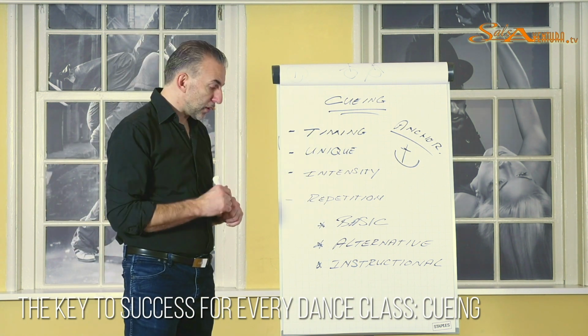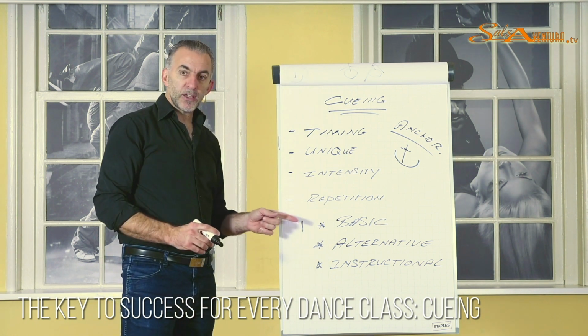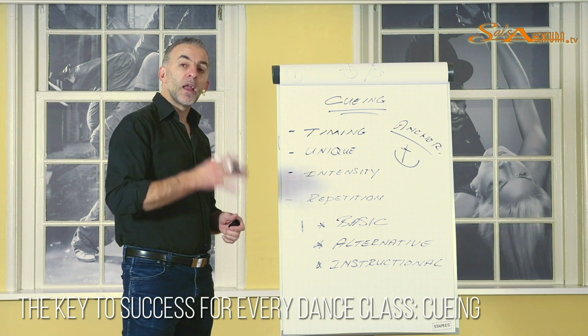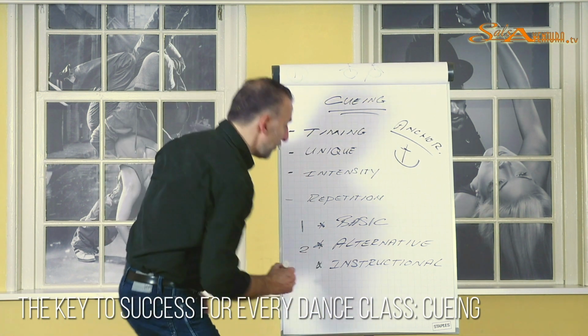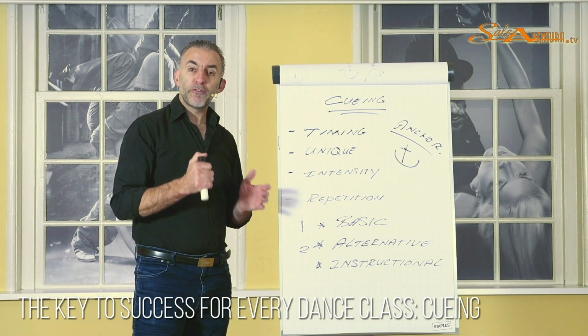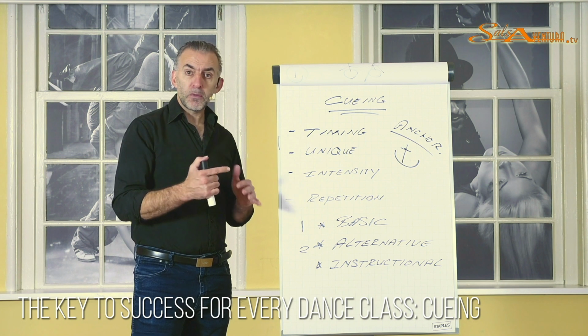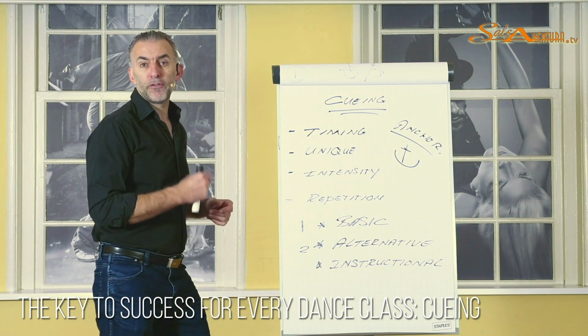Now, there are 3 forms of cueing. There is the first one, that's what we call the basic cueing. 1, 2, 3, 5, 6, 7. The second one is called the alternative cueing, and that is what we use with different words. So for example, left foot back, right foot back, or for example, left foot middle and right foot middle.